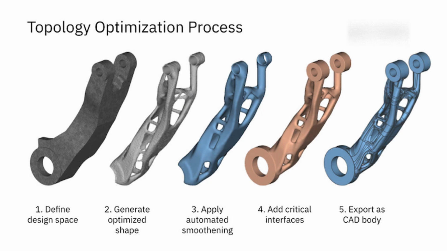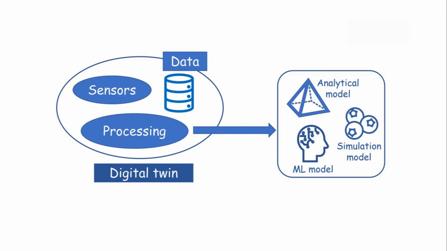Some AI approaches aim to bypass the iterative process entirely. For example, convolutional neural networks can be trained to directly output optimized designs based on input conditions like loads and constraints, enabling real-time design generation.